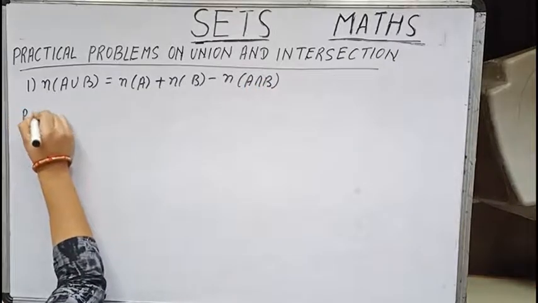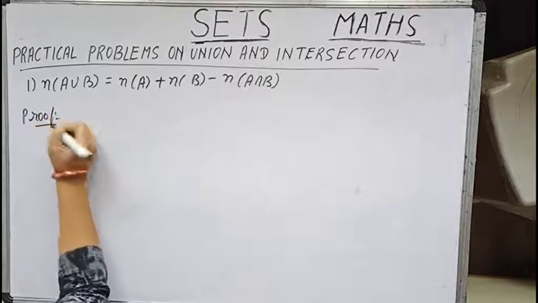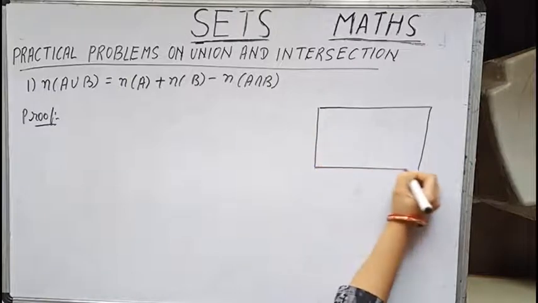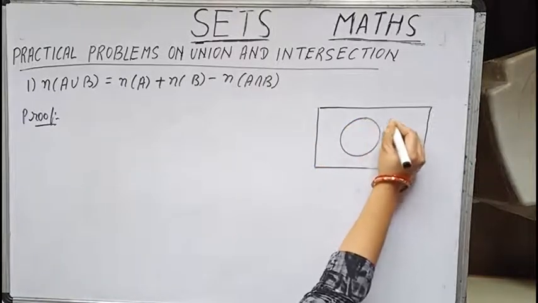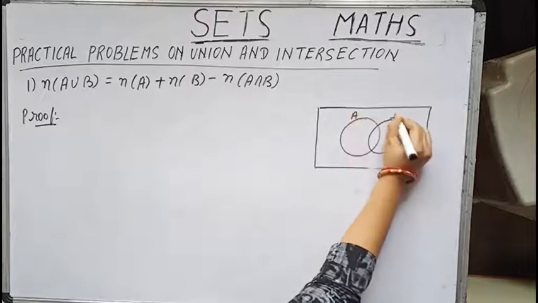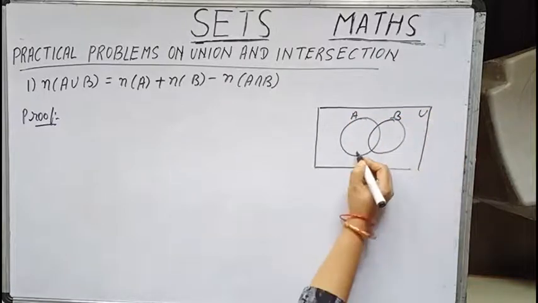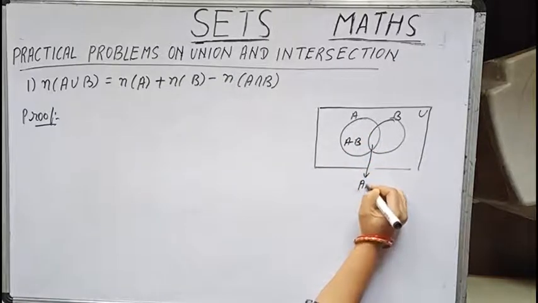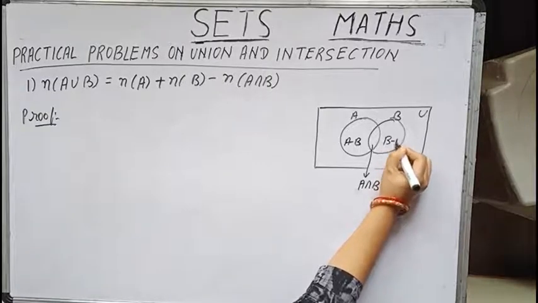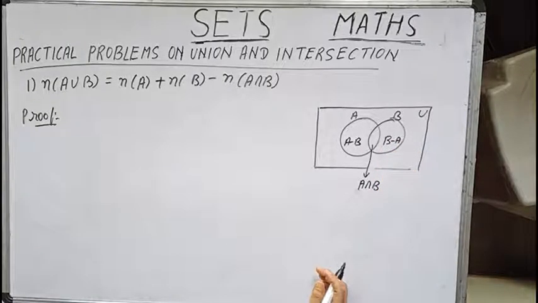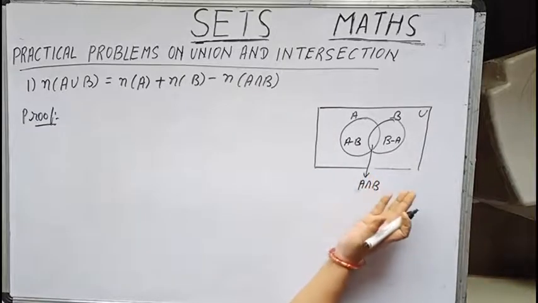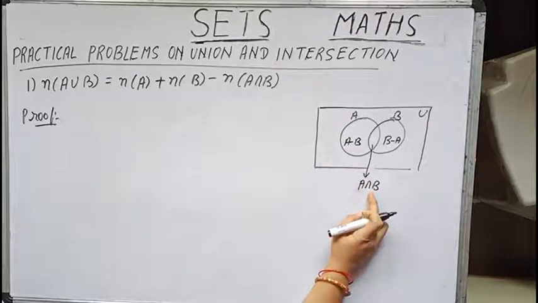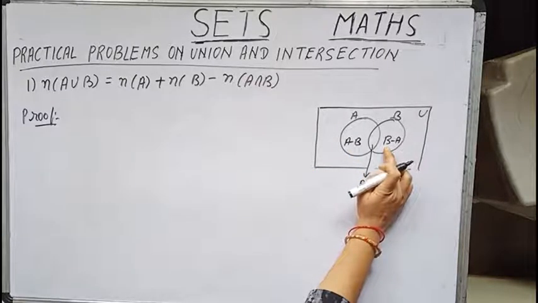So let us first prove it. Let us suppose over here that these are the two sets A and B. This one is the universal set. So obviously over here this portion is A minus B, this portion is A intersection B, and this portion is B minus A. So if we have to find the number of elements in A union B, we will add the number of elements in A minus B, the number of elements in A intersection B, and the number of elements in B minus A.